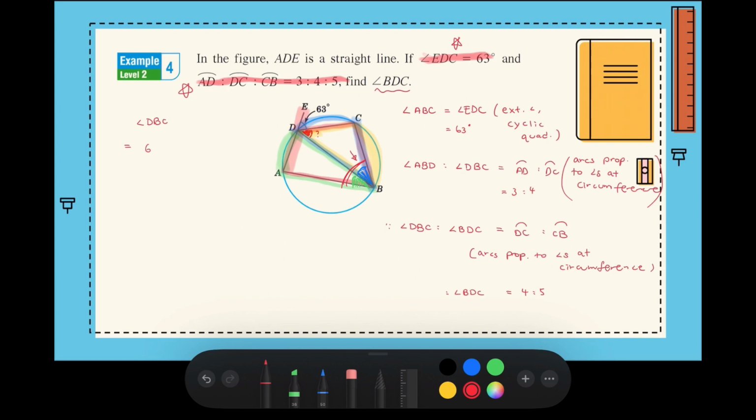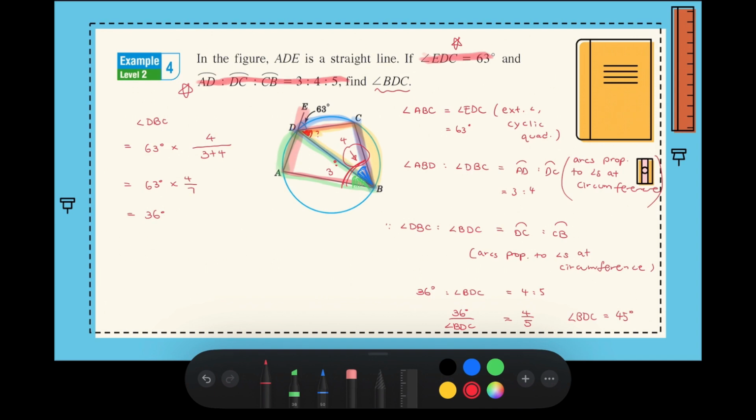So angle DBC here is just part of the angle ABC. So we know that it will be your angle ABC, which is 63 degrees, the total angle, times the ratio. So this part of the ratio is 4, this is 3. So 4 over the total ratio 3 and 4 together, then you have 63 times 4 over 7, which is 36 degrees. So therefore, this is 36 degrees. And the ratio, you can write it as a fraction. And now you can solve it. So your angle BDC will be 45 degrees.